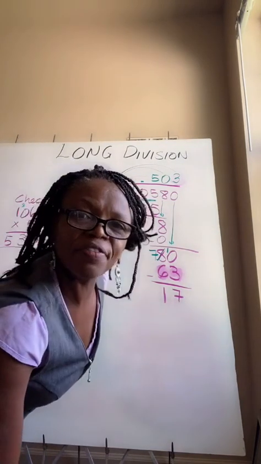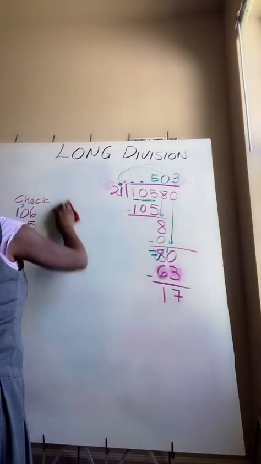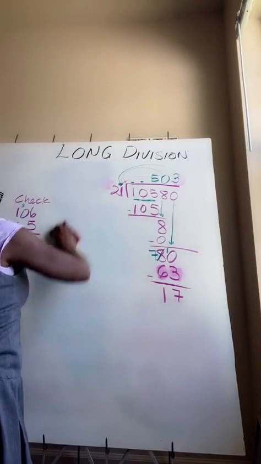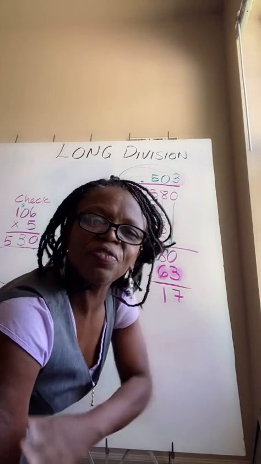You have 4732. You have 4732 divided by what?